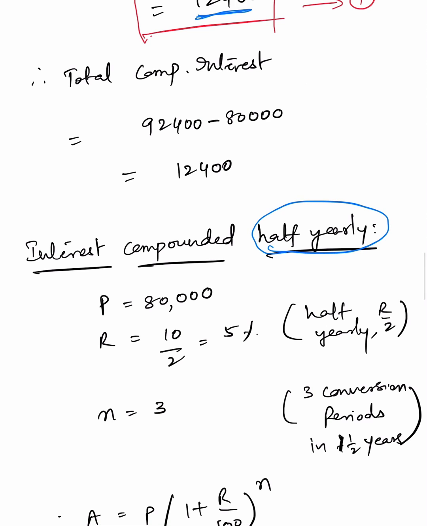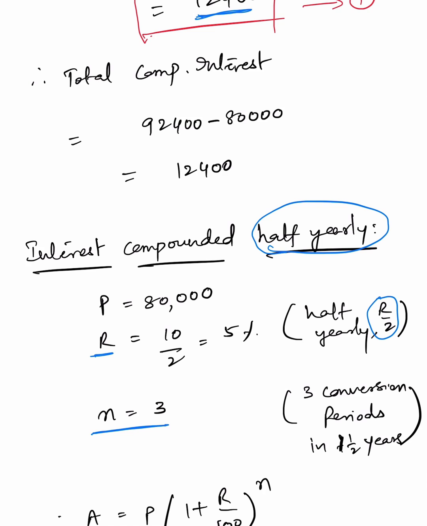Okay, half yearly means here we have to remember one thing. If it is compounded half yearly, the rate of interest becomes R by 2, because if the existing rate of interest is 10, we have to write the rate of interest as 10 by 2, which is equal to 5. P is 80,000, N is 3.